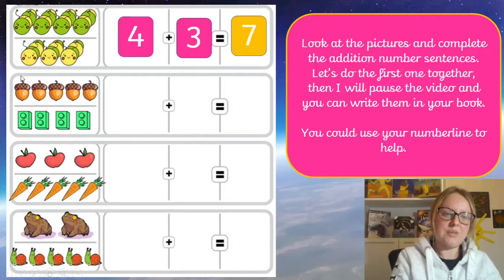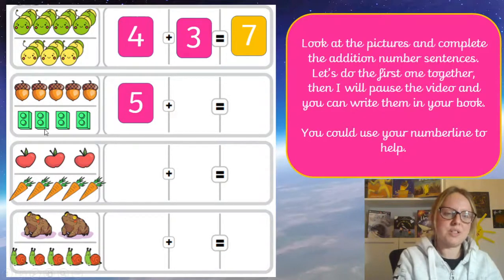So I have 1, 2, 3, 4, 5 acorns. And how many Lego bricks have I got? 1, 2, 3, 4. 4 Lego bricks. 5 plus 4. So which is my biggest number? Is it 5 or 4?